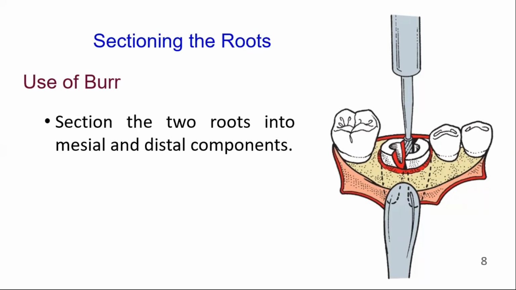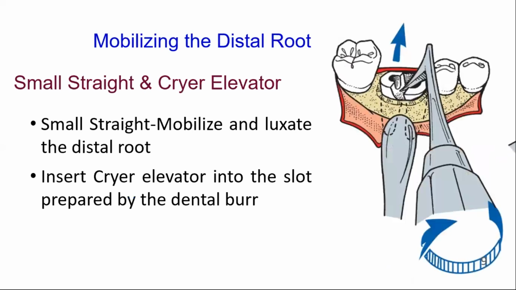This image is the representation of the initial steps, including the flap reflection and crestal bone removal. The burr is used to section the roots into mesial and distal components. The small straight elevator is used to mobilize and luxate the distal root, which is delivered from its socket by inserting the Cryer elevator into the slot prepared by the dental burr. Mobilizing the distal root is a preparatory step for its removal. The Cryer elevator is effective in engaging and luxating the root.